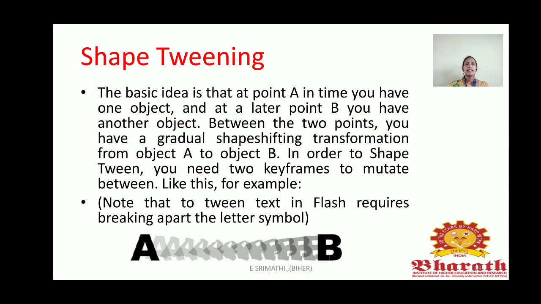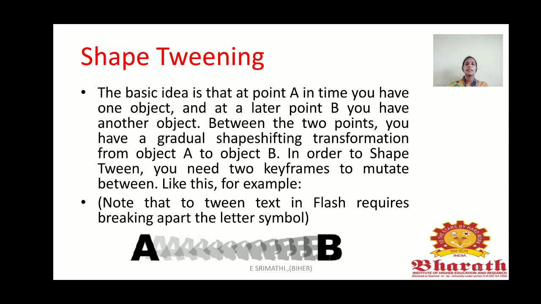So, the basic idea is that at a point A in time you have one object, and at a later point B you have another object. That is, we are just having two objects, one is A and another one is B. Between the two points you have a gradual shape-shifting transformation from object A to object B. In order to shape tween, you need two keyframes to mutate between, like this.